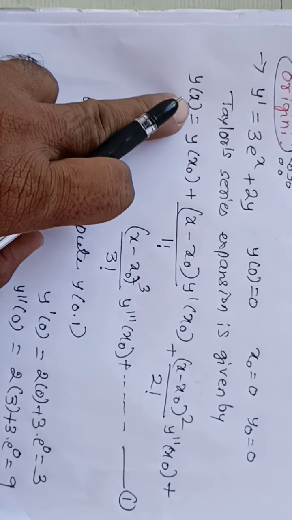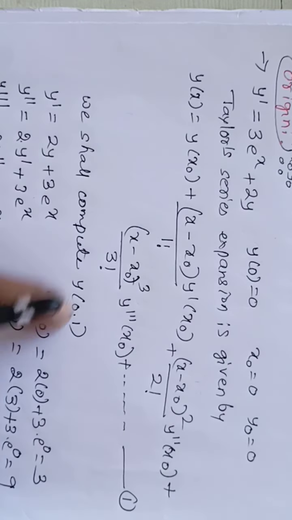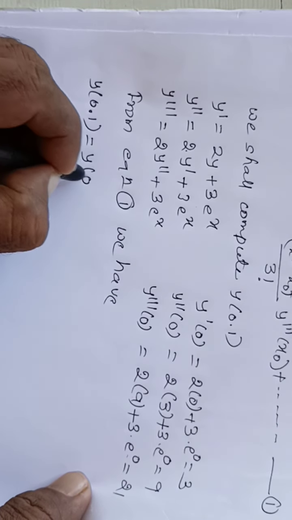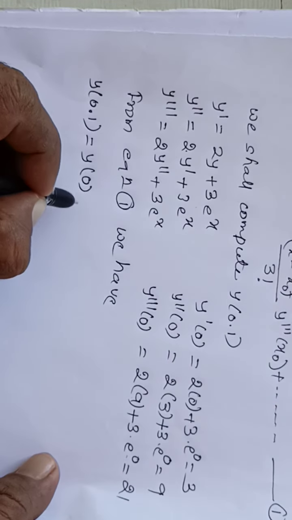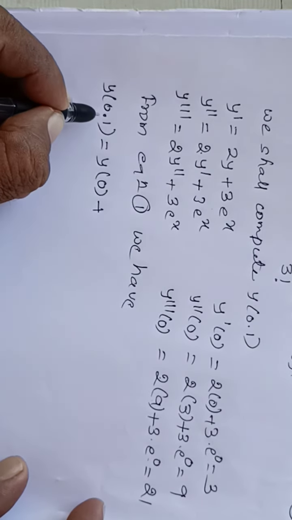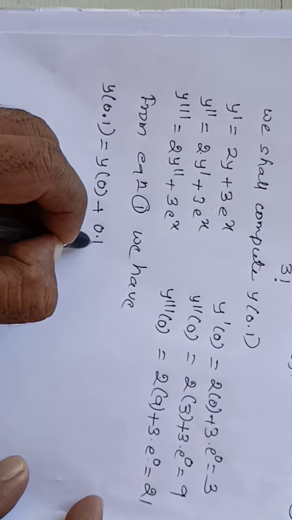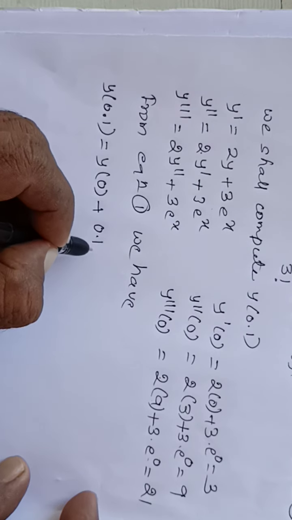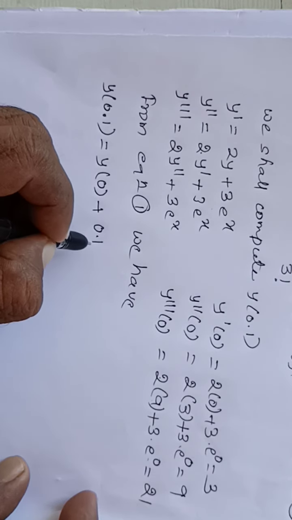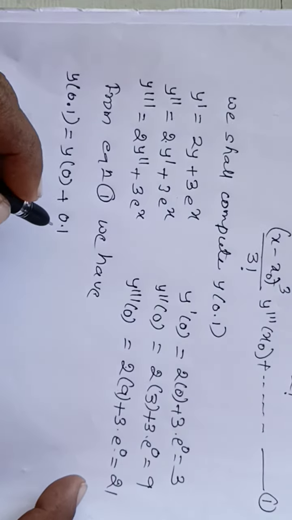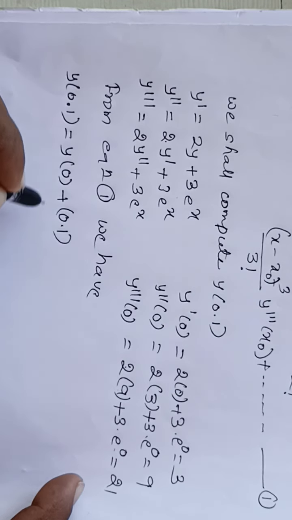So first one is y of x. x is 0.1 is equals to y of x naught. x naught is how much? 0, plus x minus x naught. x is how much? It is here 0.1. 0.1 minus 0. 0.1 minus 0 is 0.1 only, divided by 1 factorial. So it is 0.1. 1 factorial is 1 only.